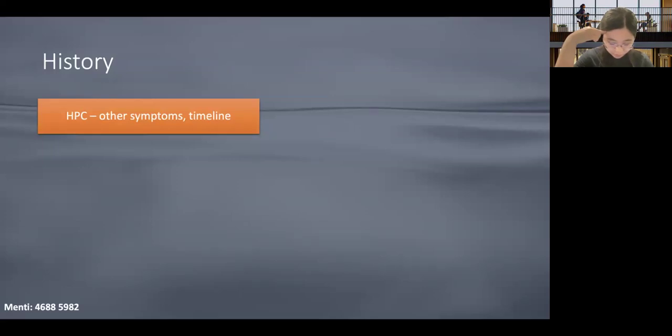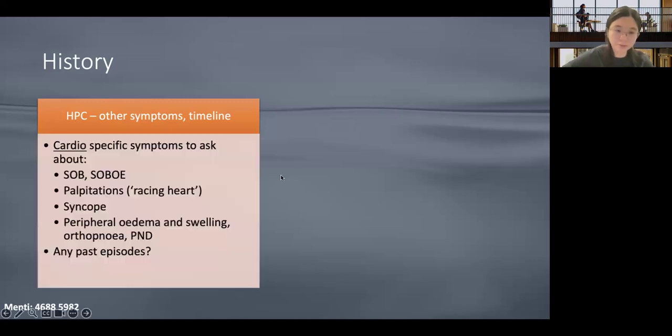So yeah, I see some systemic symptoms as well, the usual like fever, night sweats. Yeah, that's good. So let's start with cardio. Cardio-specific symptoms are shortness of breath on exertion, because as I mentioned just now, angina is only on exertion.